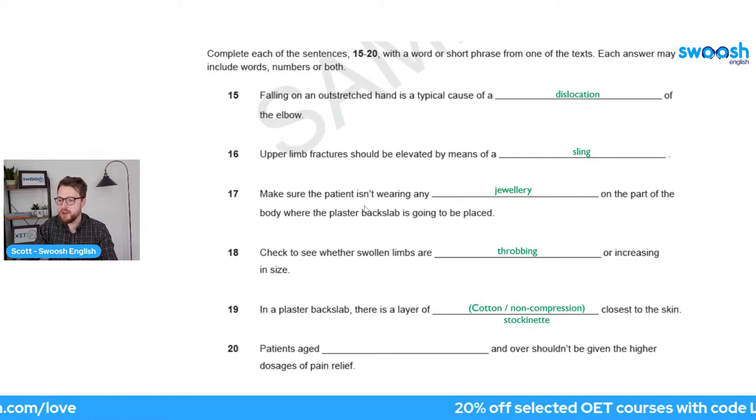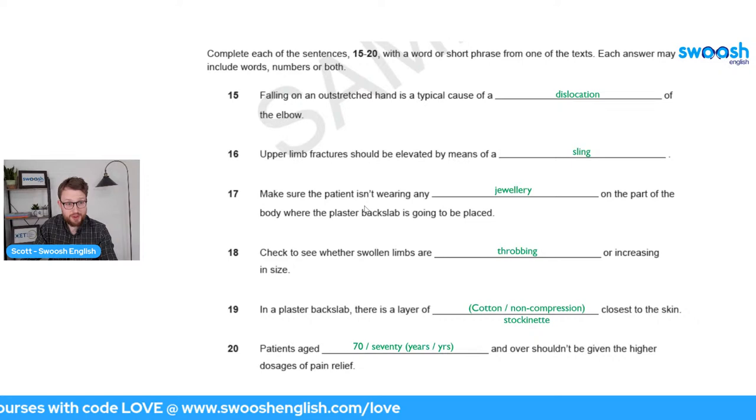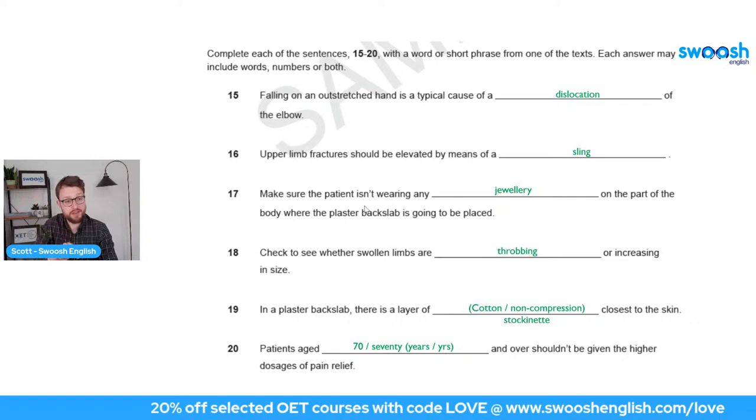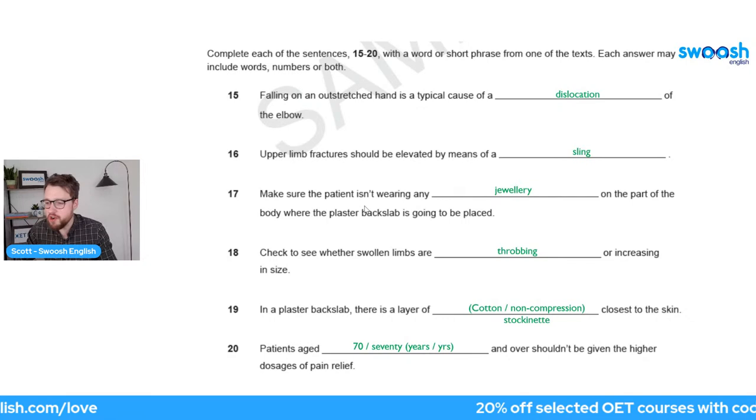Finally, number 20, patients aged what and over shouldn't be given the higher dosages of pain relief. That was 70, either as a numeral, or 70 as a word, with years as optional. So as long as we've written either the number 70 or the word 70, we've got the mark. So well done. If you had written 70 years, either short or long, you still would have gotten the mark. So that is good. But the important words are the numbers there, guys.